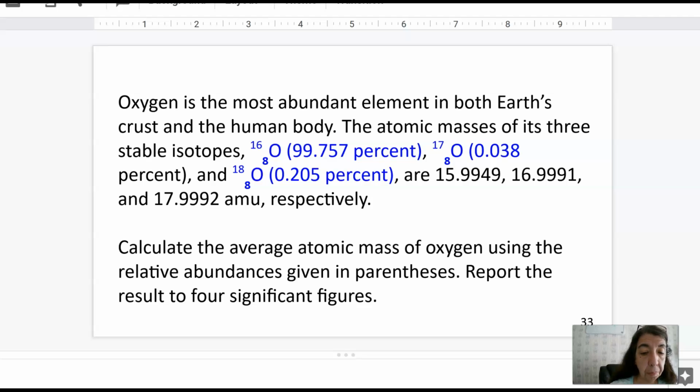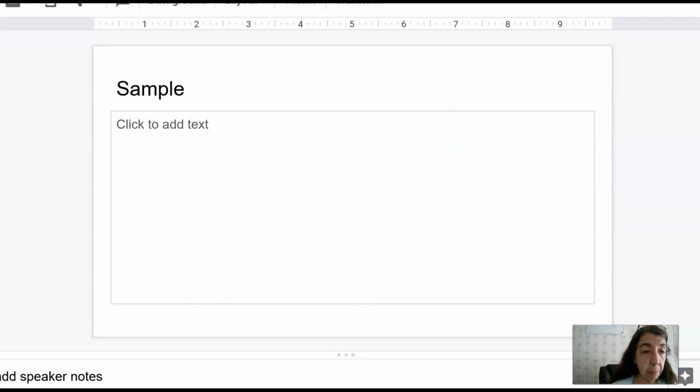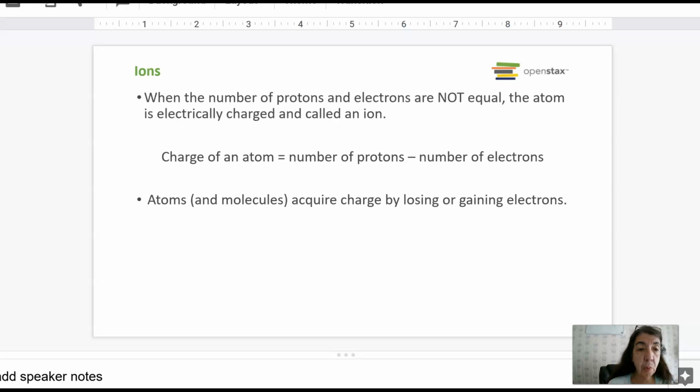Okay. So those are the 2 examples. The next thing we want to look at is ions. When the number of protons and electrons are not equal, then there's an electric charge, and it's called an ion. So the charge on the atom is the number of protons minus the number of electrons. All along we've been saying that we had a neutral atom. Well, in some cases you don't have a neutral atom.